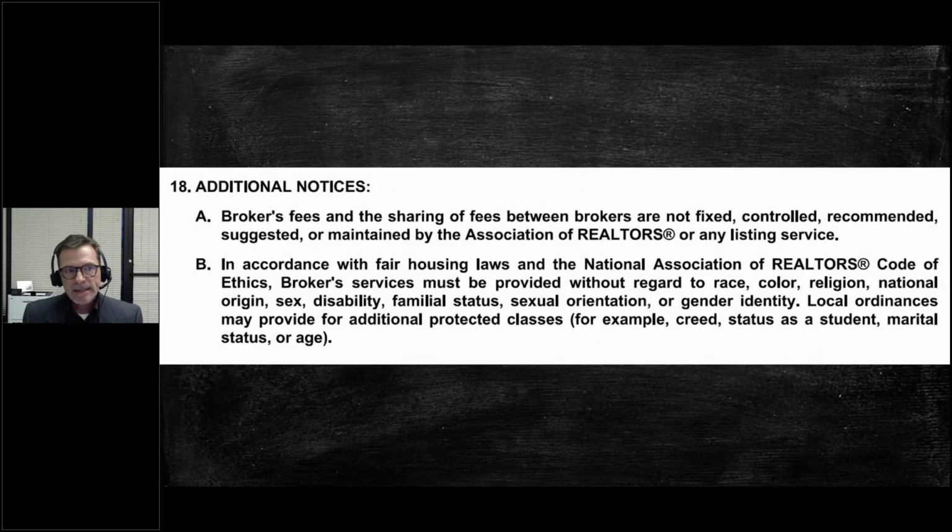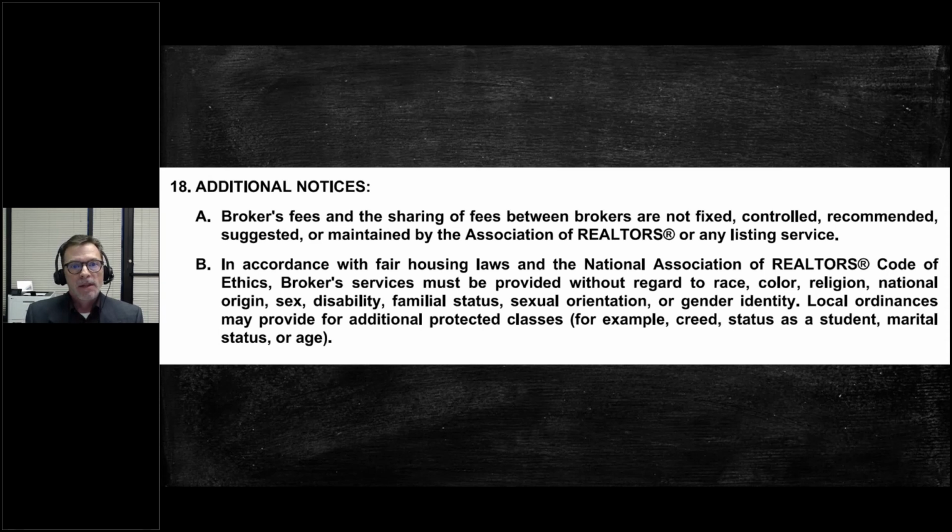Additional notices. Paragraph 18 is full of what we call boilerplate. It is just pre-printed language that everyone usually just, their eyes cross, they gloss over it, and people don't read it. But it is full of very important notices to the client, and so it's important that you know what they are in case some situation arises.